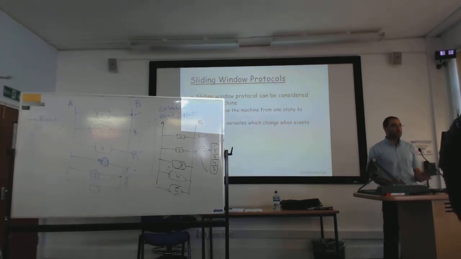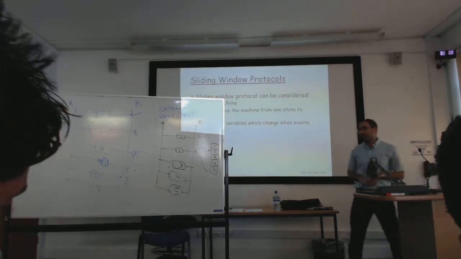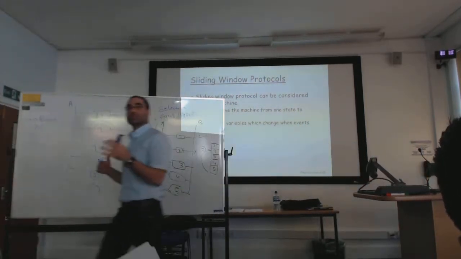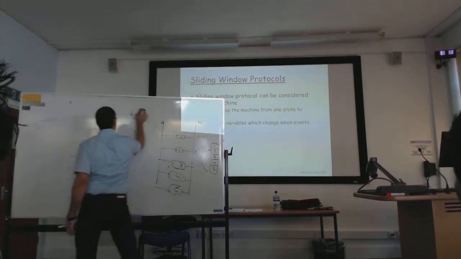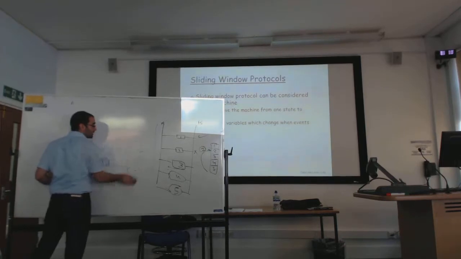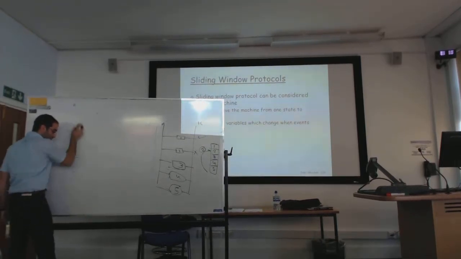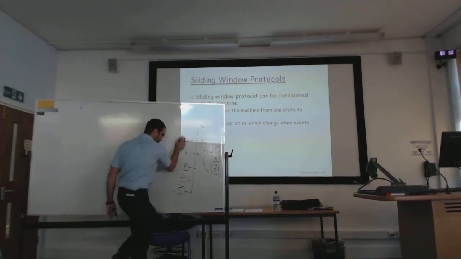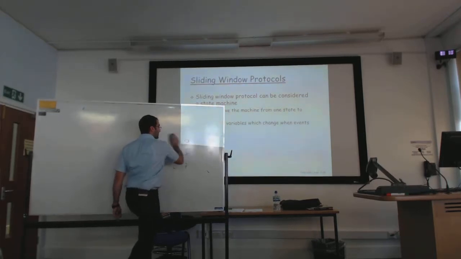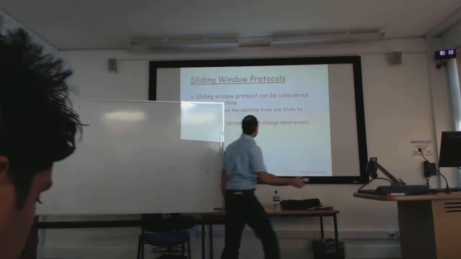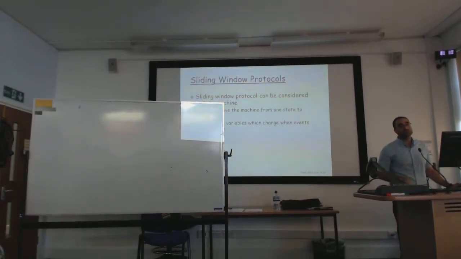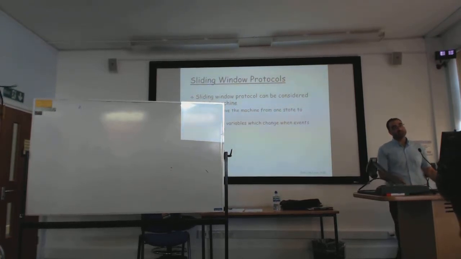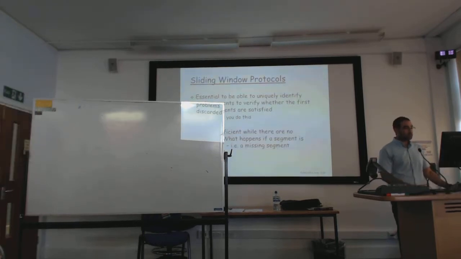Sliding window protocol can be considered a state machine, where you have variables changing from time to time between the sender and the receiver. And you need to track every change within the sender and the receiver. Events move the machine from one state to the other. There are variables which change when events take place. This will be clear in the next 2 slides.